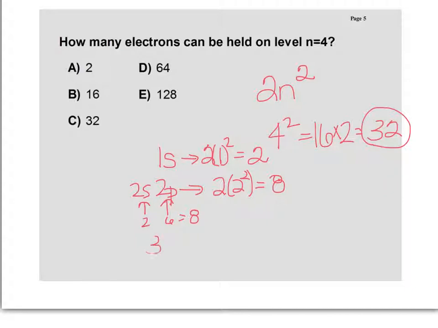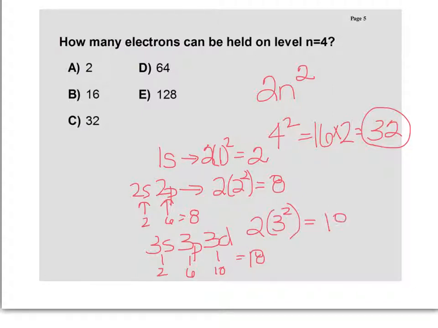On level 3, we had s, p, and d. Again, this can hold 2, this can hold 6, and d could hold 10. That adds up to 18, but you can also work it out. 3 squared is 9, times 2 is 18. We just did level 4, that's 32, and we could keep going. Level 5, level 6, etc. And that's the maximum number of electrons they can hold. Whether they ever actually end up holding that many is a different story.